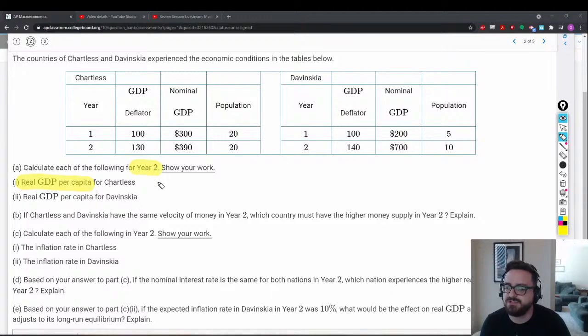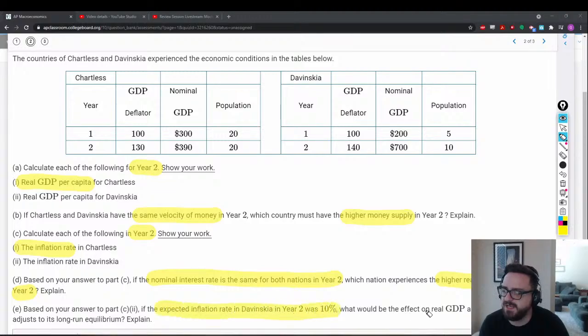Okay, it says year 2. That's important. They have the same velocity of money. Who has the higher money supply? Calculate inflation rate, again in year 2. Nominal interest rate is the same for both. Who has a higher real interest rate? Okay, not in year 2 again. And then if the expected inflation rate was 10%, what would be the effect on real GDP as the economy adjusts to its long-run equilibrium?